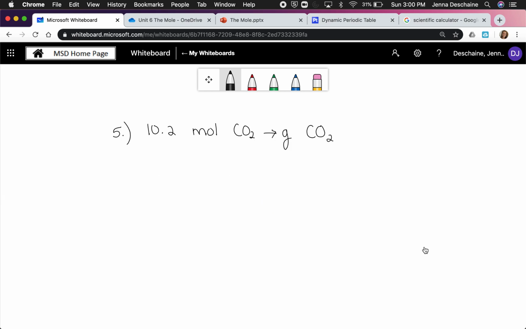Last one I'm going to do for today, because I know you're sick of me talking. So, trying to convert 10.2 moles of carbon dioxide to grams of carbon dioxide. So my given is 10.2 moles of CO2. Trying to find how many grams that is.